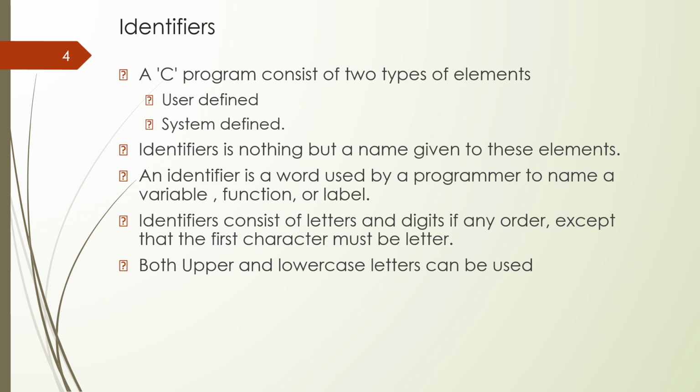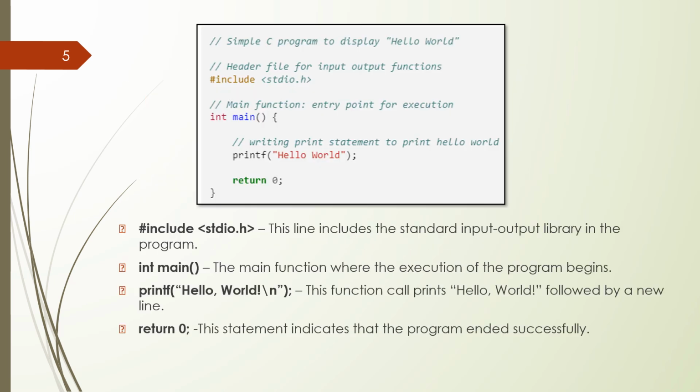The first token is considered the identifiers. What is meant by identifier? Identifiers are user defined or system defined elements which we have to identify. This identifier is a word used by a programmer to name a variable, function, or label. It consists of a combination of letters as well as digits. You can write it with uppercase as well as lowercase letters.